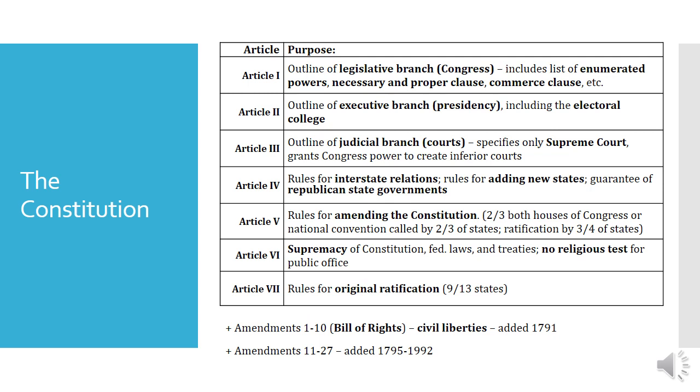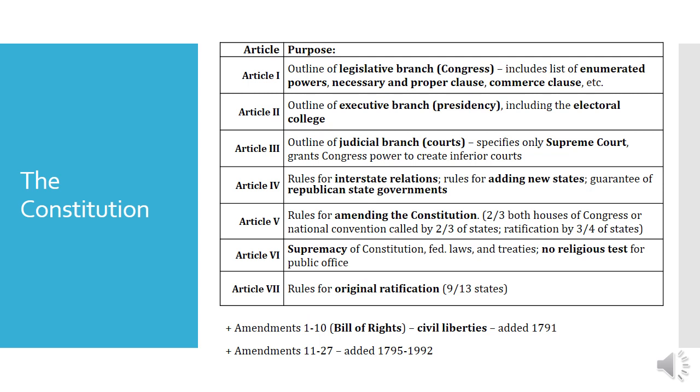Article 3 talks about the judicial branch, or court system at the national level. Really only lays out specifics for the Supreme Court at that time, but grants Congress the ability to create additional federal courts as needed. That would be lesser than the Supreme Court. So those first 3 articles are the institutions of government.